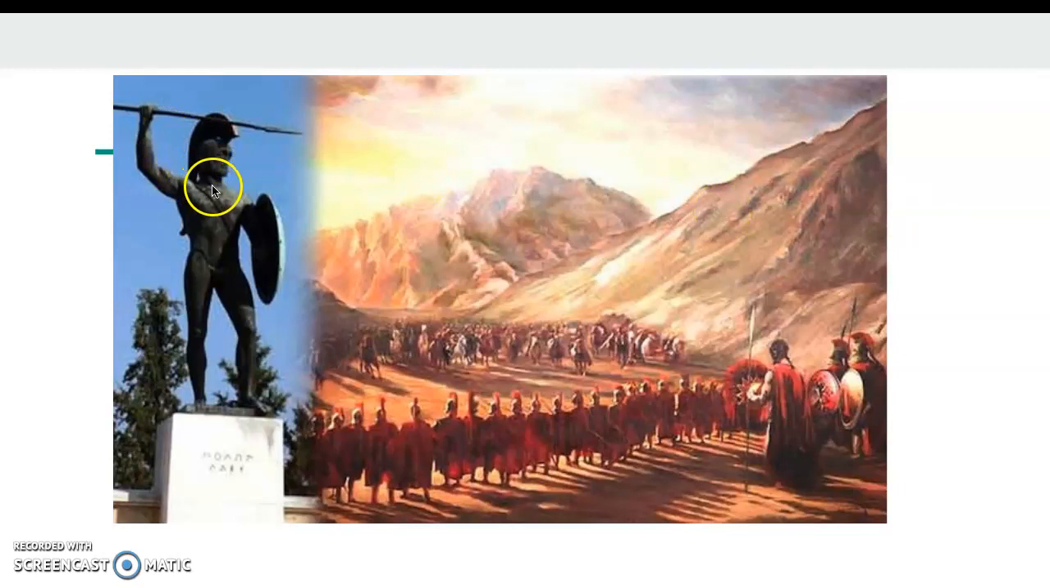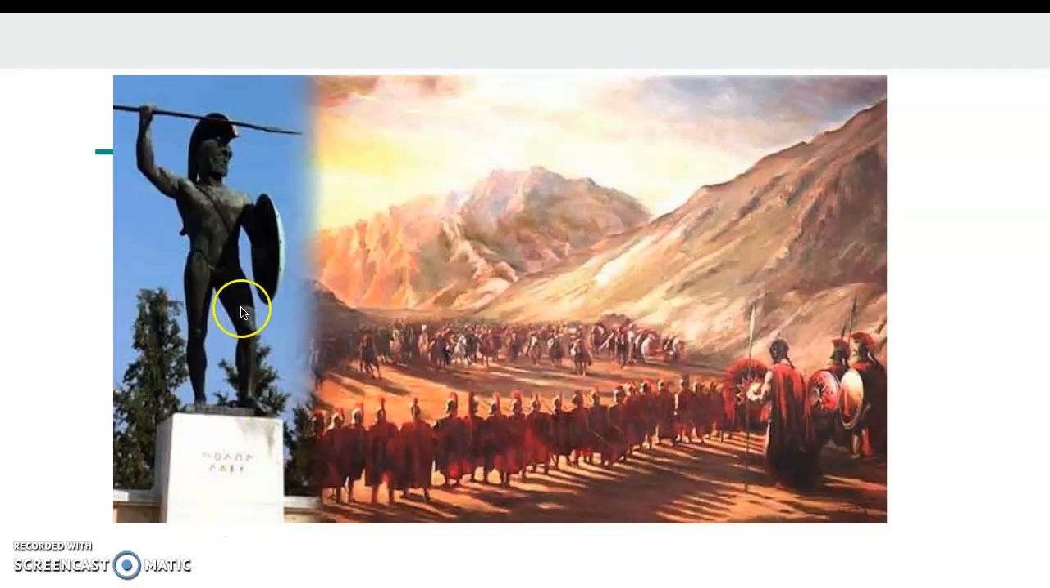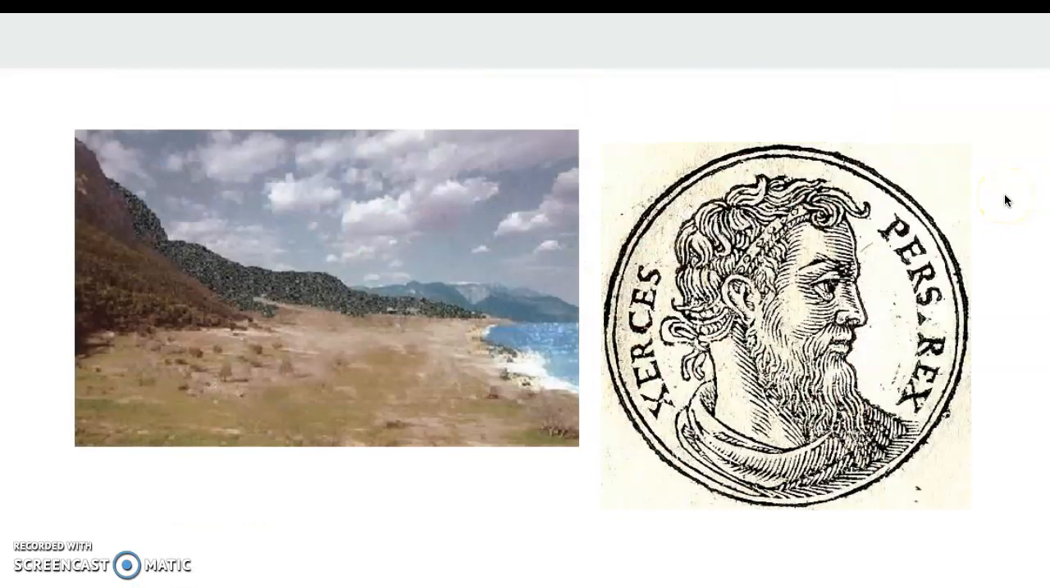Statue of Leonidas found at the Thermopylae today. Example of what the battle might have looked like.